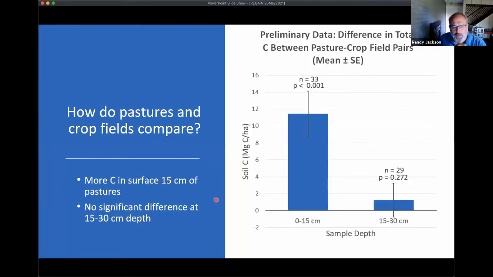So here's the part where I scoop her a little bit, but you can listen more to her talk on Friday. What she found is that in the 15 centimeter surface soils, there was vastly more soil carbon in the pastures than in the annual cropping system. So this is the difference in soil carbon between the pasture and the crop field. At the 15 to 30 centimeter depth, there were no differences. So she takes this as support for the idea that these pairs were pretty good. They probably were similar soils to begin with, and now the grazing is having an impact on the surface soils.